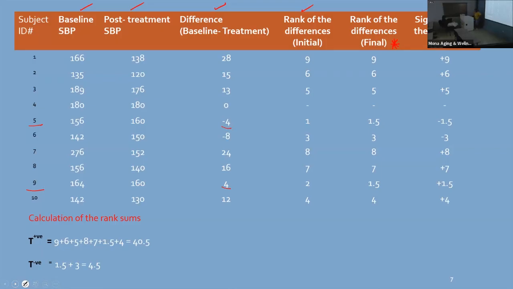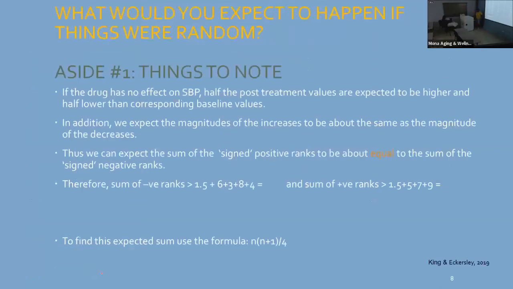So if we were to take the sum of all the positive ranks, which for us is 9 plus 6 plus 5 plus 8 plus 7 plus 1.5 plus 4, we would get a sum of 40.5. And if we were to take the sum of the negative ranks, which is 1.5 plus 3, we would get a sum of 4.5. So we've taken the sum of the positive ranks and the sum of the negative ranks.